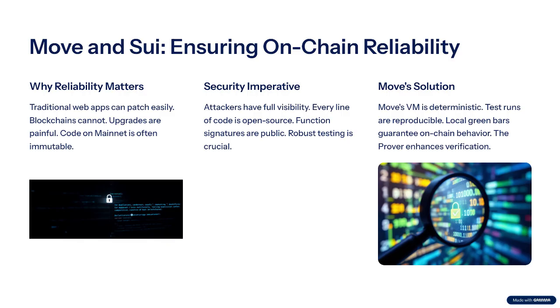The only sane strategy is to make the test suite your first auditor. Move's deterministic VM and the built-in prover mean every test run is reproducible byte for byte, so a green bar locally is a near guarantee of identical behavior on chain.